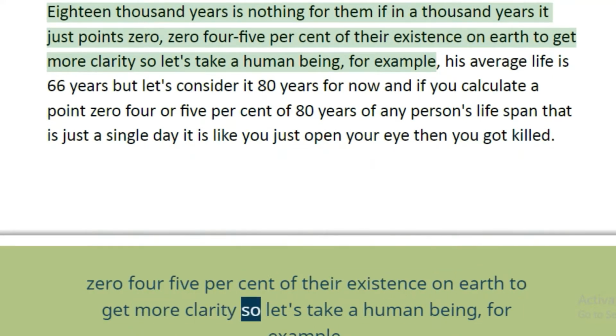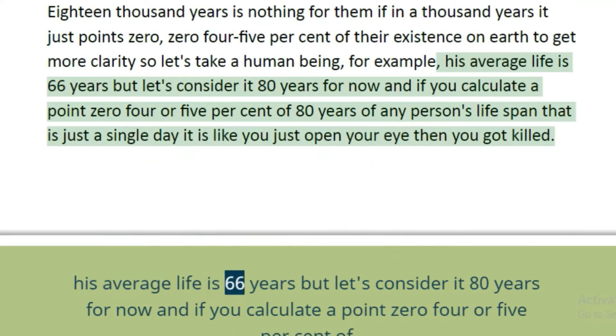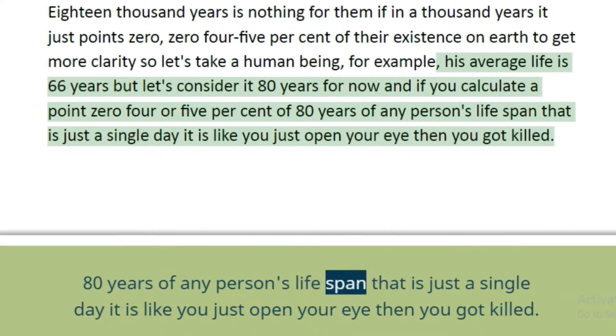To get more clarity, let's take a human being, for example. His average life is 66 years, but let's consider it 80 years for now, and if you calculate 0.0045% of 80 years of any person's lifespan, that is just a single day. It is like you just opened your eyes and then you got killed.